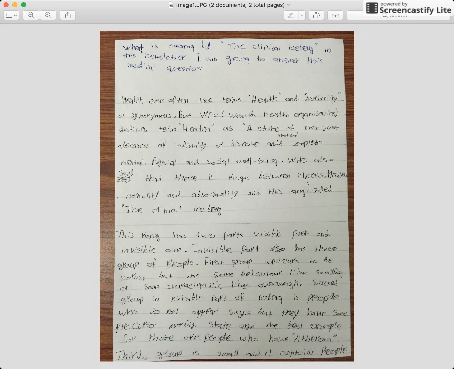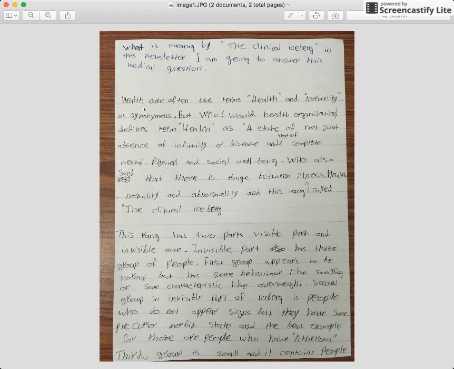Okay, so you don't need to put the task at the top of the page. You just need to put a title. So, clinical iceberg with no quotation marks. You should probably spell iceberg correctly too. And remember, you were supposed to describe what is a clinical iceberg. Okay, so you said in a sentence, what is meant by clinical iceberg in the newsletter. Okay, so let's just see what you said here.